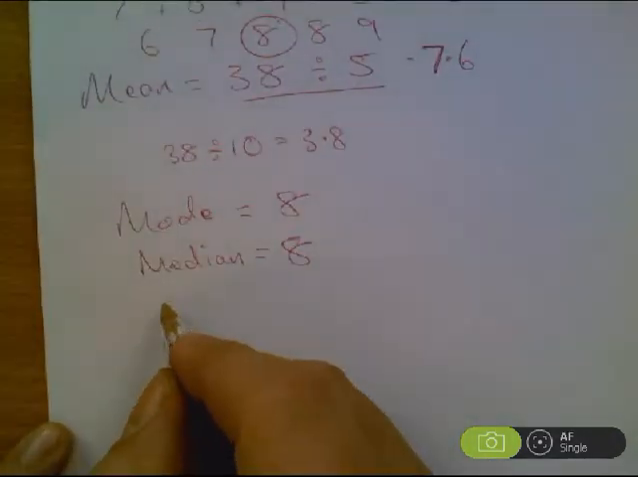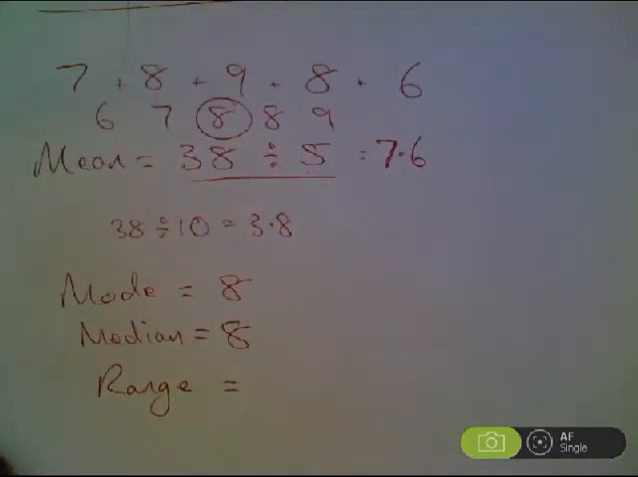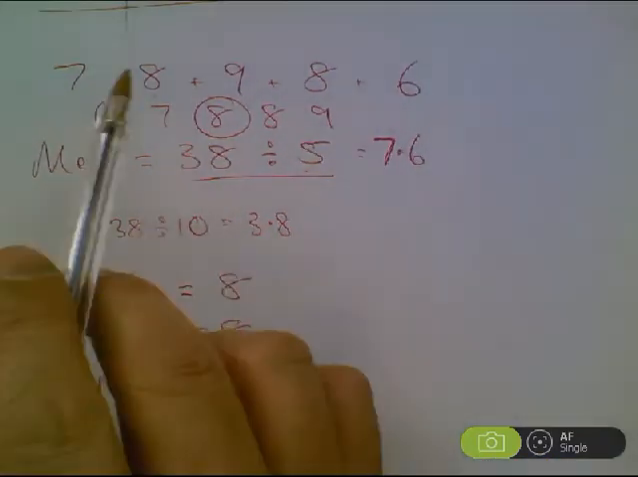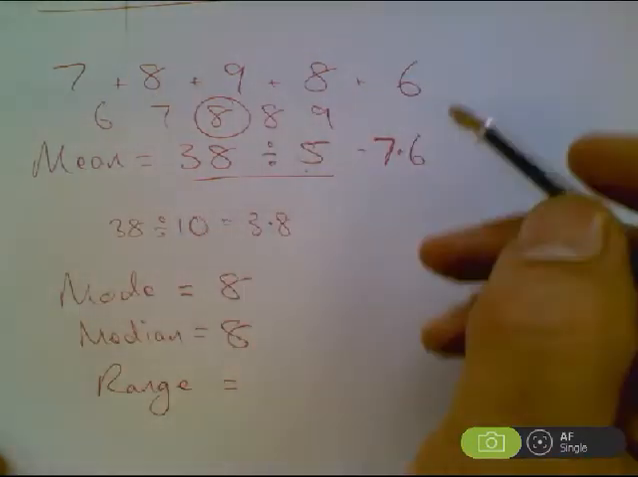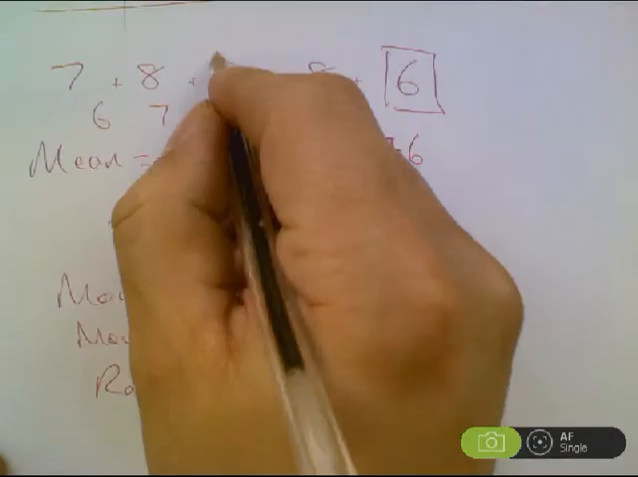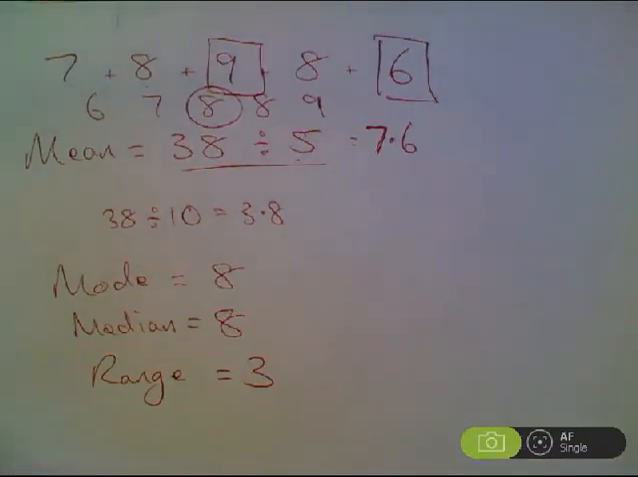Now the range, which is not technically an average, the range is a measure of how spread out the items of data are. And by spread out I mean the gap between the smallest one and the biggest one. So the gap between 6 and 9 is a gap of 3, so the range is 3.